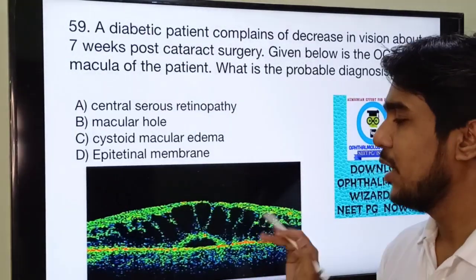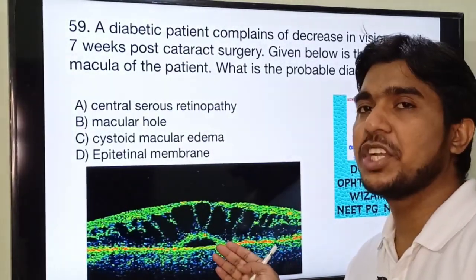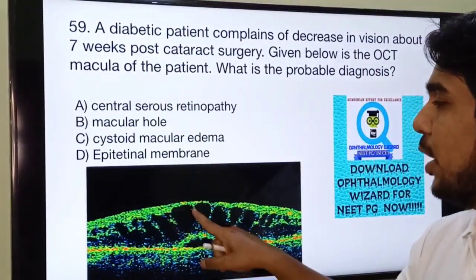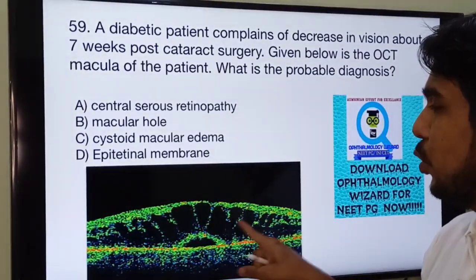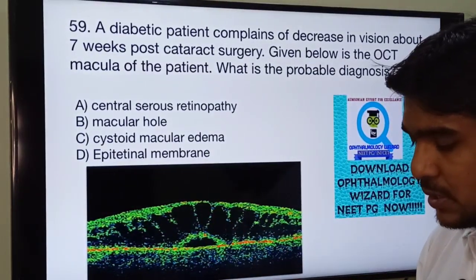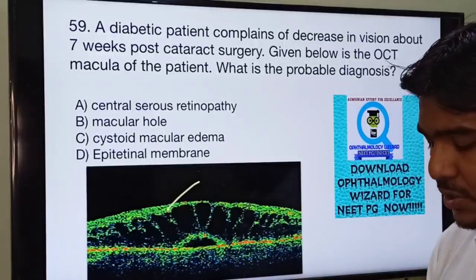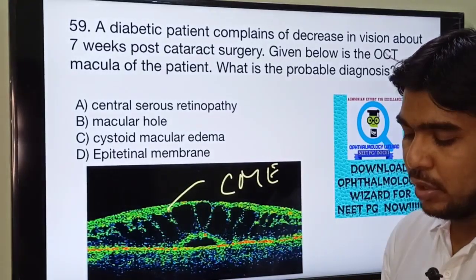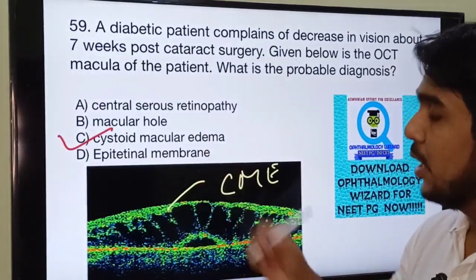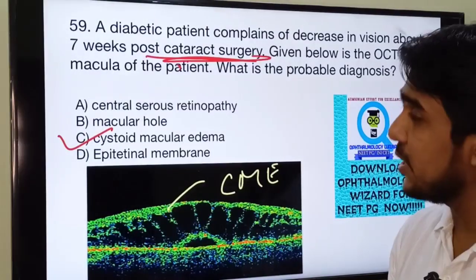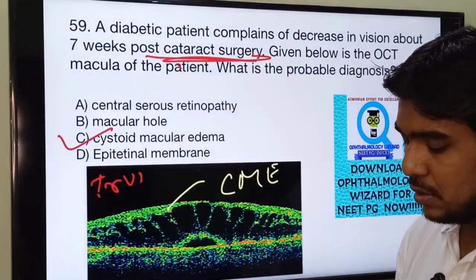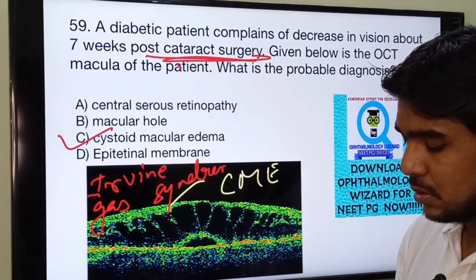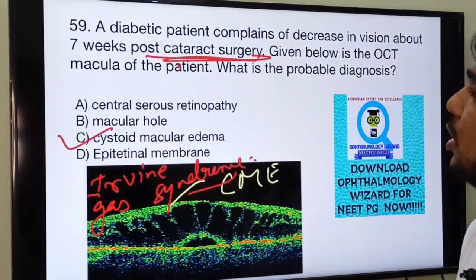What is the diagnosis? I have already shown you the picture in the previous parts of my discussion: this is the loculated serous fluid in the cyst. This is the cystic fluid loculation. Obviously this indicates CME. So the answer is cystoid macular edema. And if it occurs after cataract surgery, this is also known as the Irvine-Gass syndrome.